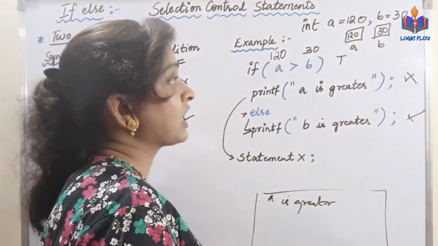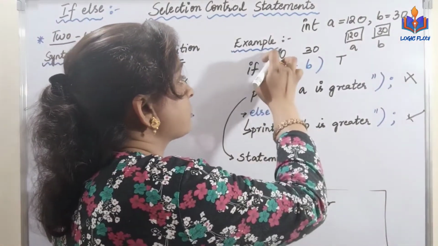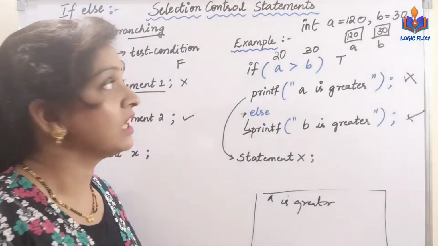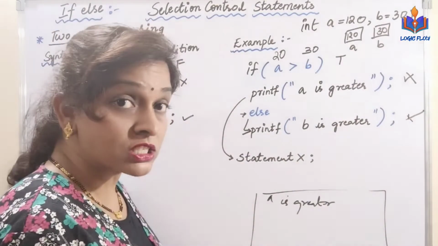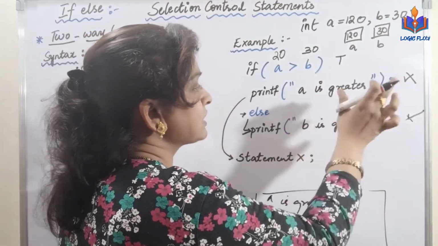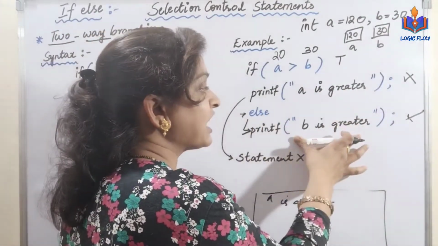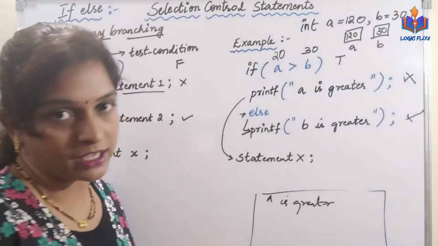But if the condition evaluates as false, so it is 20. Let us assume it is 20. Is 20 greater than 30? No. Condition evaluated as false. Then this immediate statement gets skipped. Control goes to the else part, which gets executed, and then statement X.